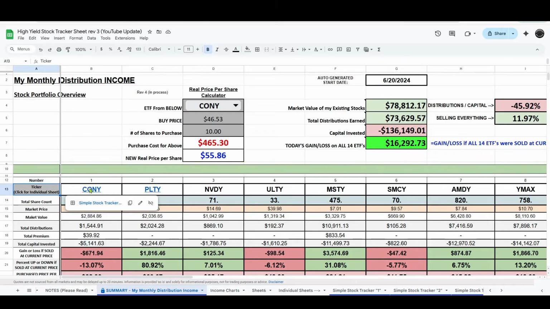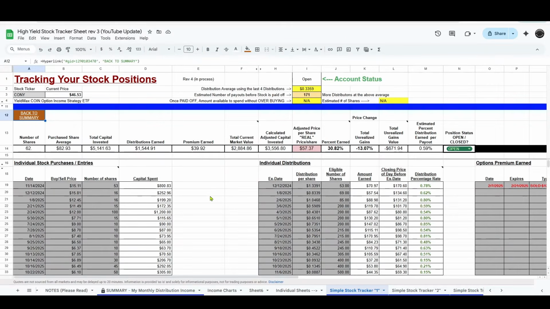So for CONY, I hover over the ticker, I go down, I click the sheet, and boom, takes me straight to the CONY individual stock tracker sheet tab. And this is going to help speed things up and help you find it. You don't have to scroll through all those individual ETF sheets. You still can, right? But it will help you to speed up.